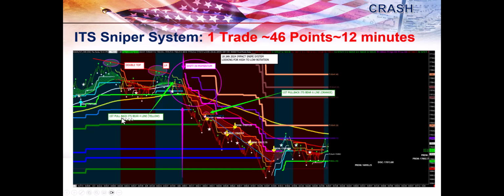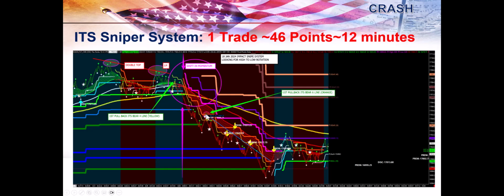This change in momentum, if we took it from the blue to the red, we took the first touch of the yellow, the first pullback to the yellow, right? Or even if we miss that, because this happens so fast, maybe we take the first touch of the 6. So let's say we missed all of this because we just couldn't follow it fast enough because it occurred with a quick sweep down. But after that first impulse move, we're looking for a pullback to the ITS 6, the orange 6 line.